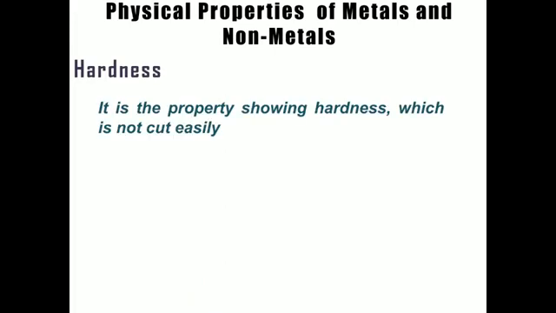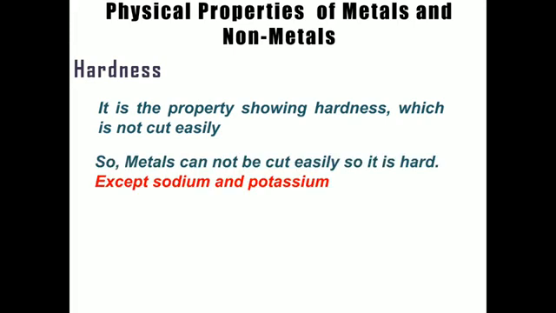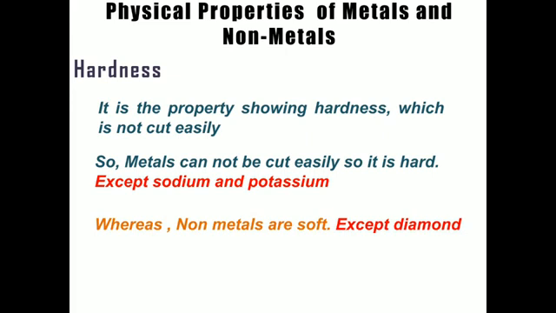Now there is another property, that is hardness. Normally metals are very hard, not easy to cut, like iron and copper. But there are exceptions, like sodium and potassium, which are very soft metals. They can be cut easily with a knife. At the same time, non-metals are basically soft in nature, but there is an exception like diamond. Diamond is a very hard material. Remember this, it is a non-metal.